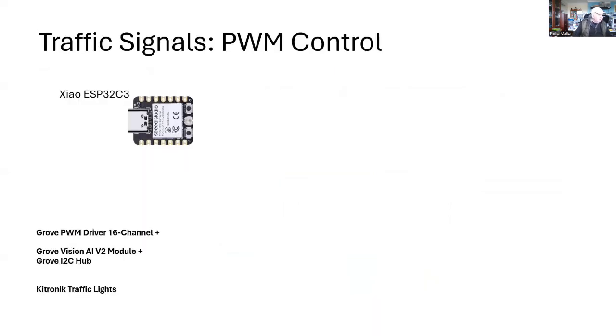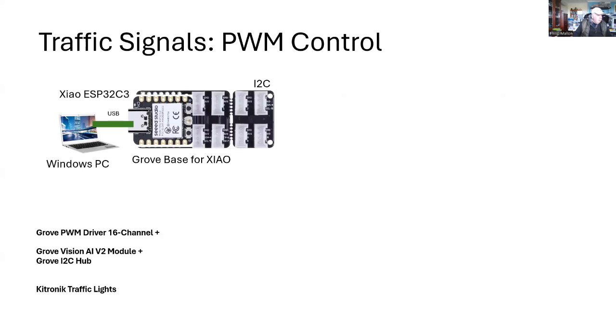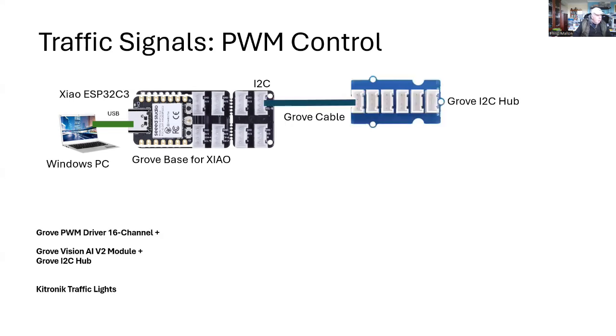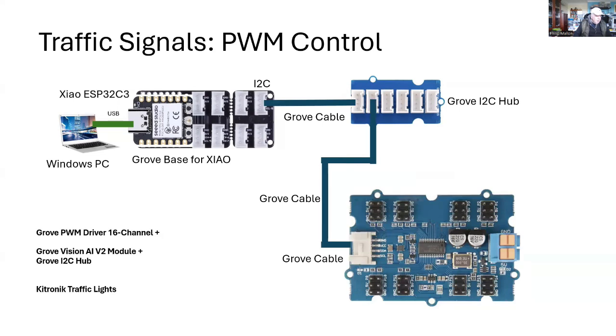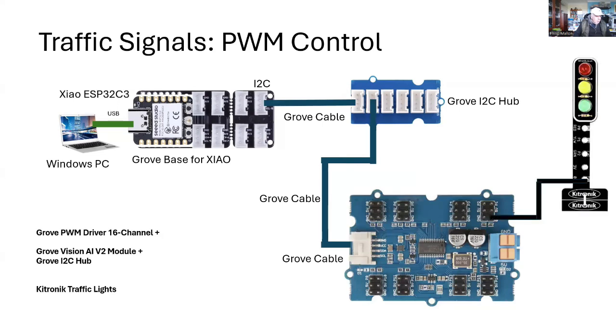Okay, so for the hardware, we start off with the Xiao ESP32-C3. That's connected to a Windows PC. And the Xiao is also sitting on top of a Grove base so that we can connect more components. One of those is the Grove I2C hub, and that allows us to use more than just the one I2C peripheral. One of those is the 16-channel pulse width modulation unit, and that's connected to our traffic signals.